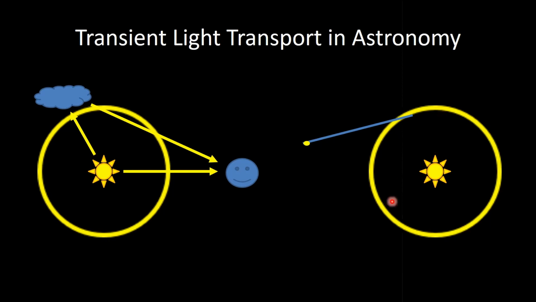So these are the two. I just put them in very quickly because these are astronomical things that have to do with this transient light transport that I'm aware of. I'm sure there are many more.